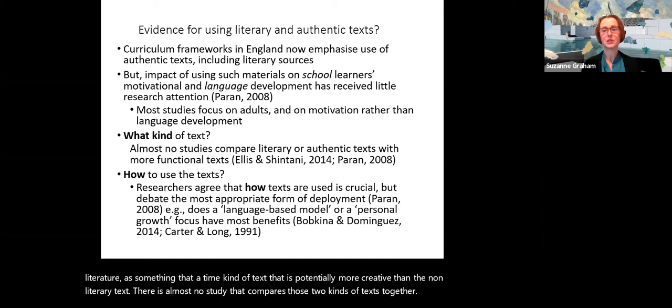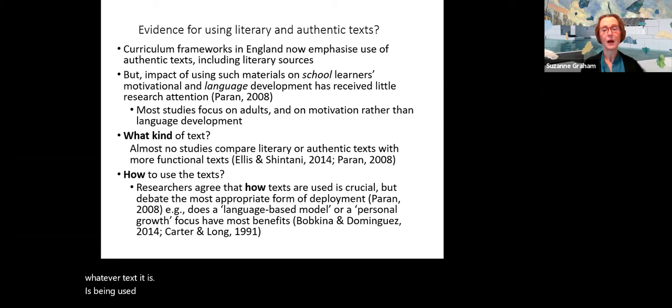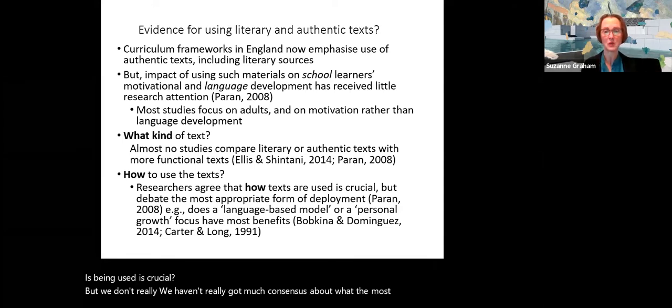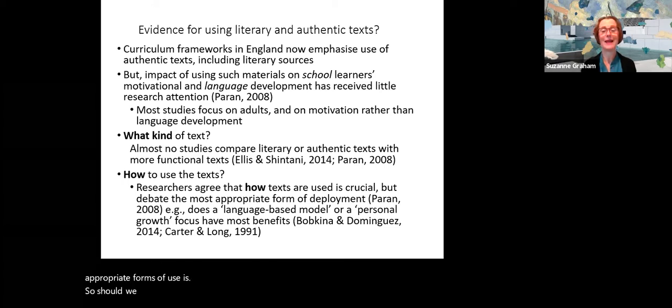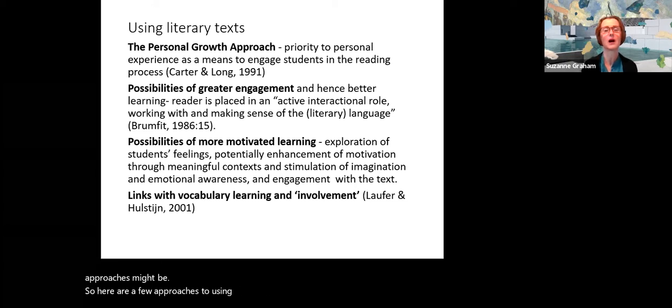But what researchers argue and agree on, I should say, coming back to this point, is that how whatever text it is is being used is crucial, but we haven't really got much consensus about what the most appropriate forms of use are. So should we be having a language-based model or a personal growth focus if we're using literature and other creative texts with learners? So let's look a little bit more at what those approaches might be. Here are a few approaches to using literature in language learning that are outlined. I've talked about a language-based approach.